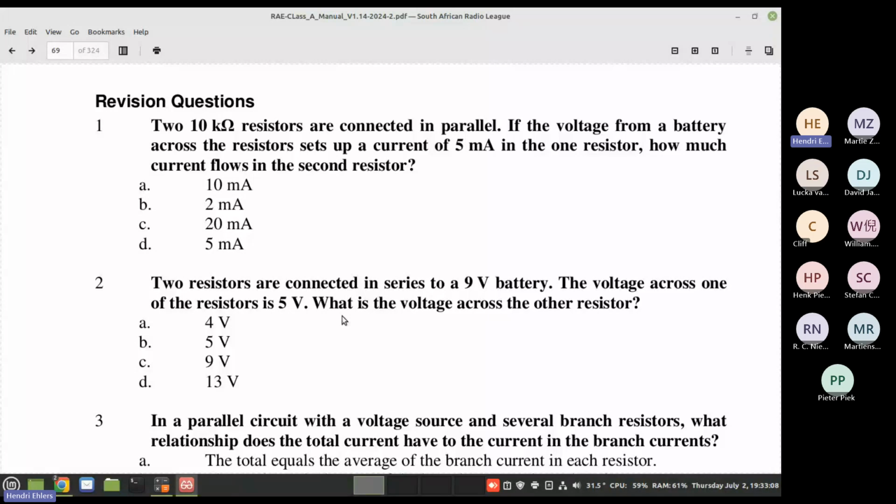Okay, that is correct. Two resistors are connected in series to a 9-volt battery. The voltage across one of the resistors is 5 volt. What is the voltage across the other resistor? 4 volts. 4 volt, that's A. That is correct.